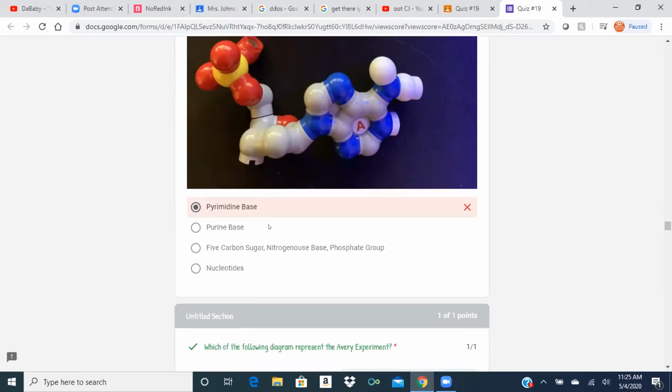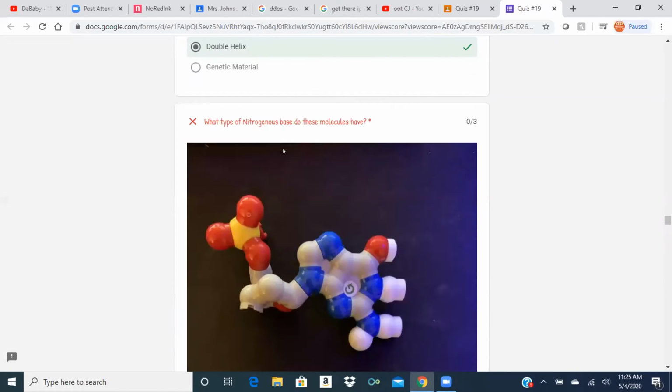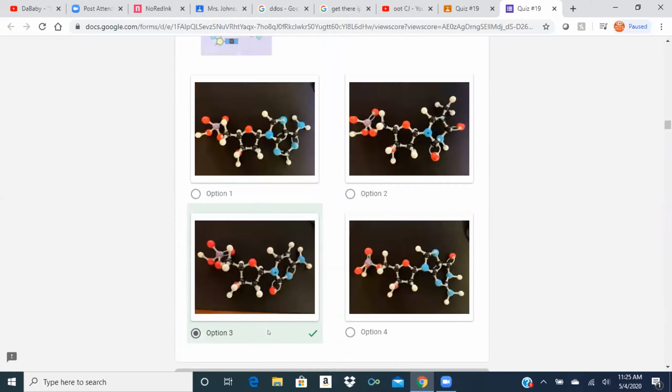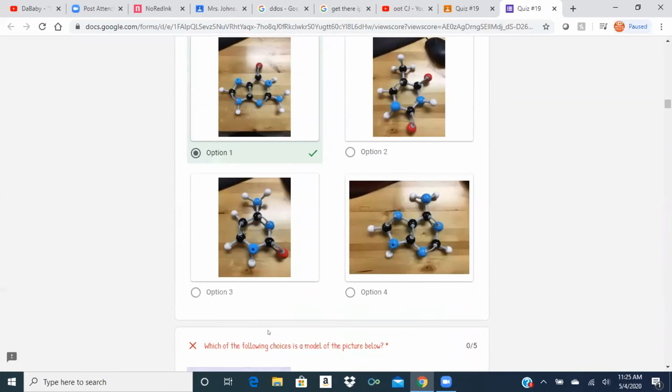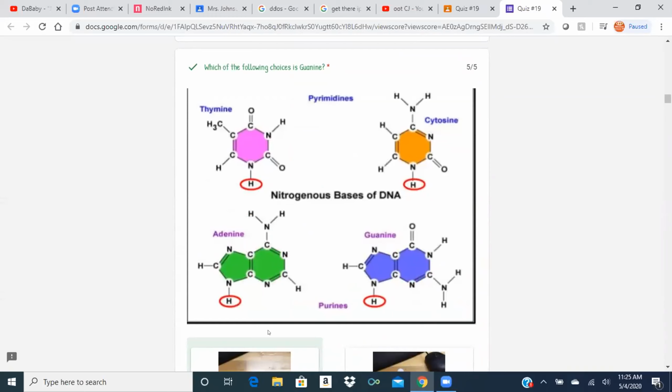Jordan, go to the picture that had all the nitrogenous bases. Scroll all the way to the top. See how at the top right there it says pyrimidines and then on the bottom says purines? You see that? So the purines have how many rings?